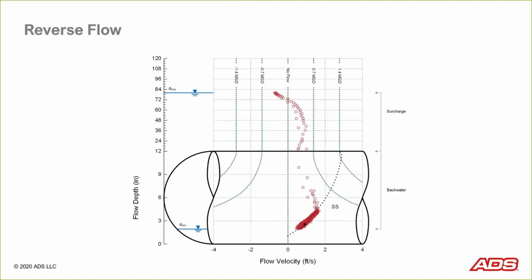This could result in an SSO in this 12-inch sewer somewhere upstream if the depth gets high enough that a low elevation manhole is achieved. Didn't happen in this case, but it could happen under a more severe rainfall event. So that is a good example of what reverse flow looks like in this particular application.